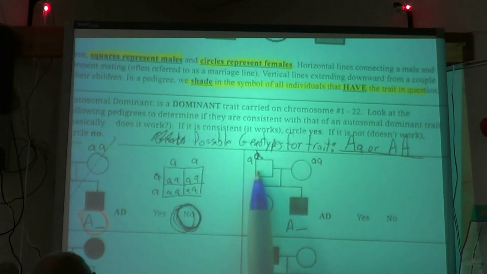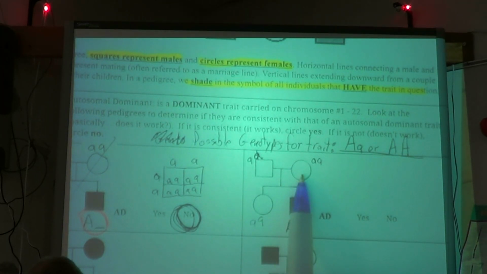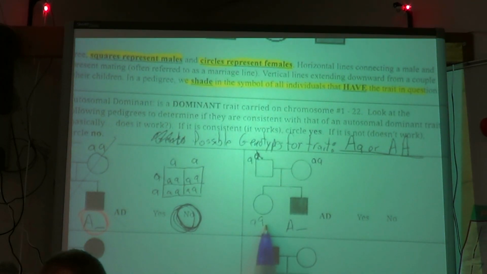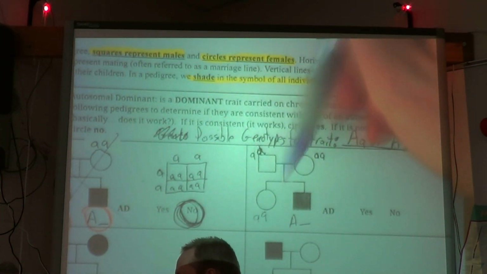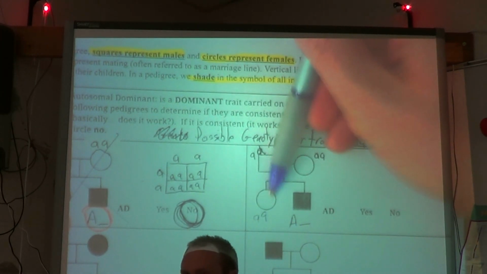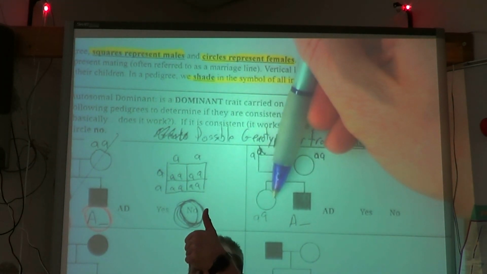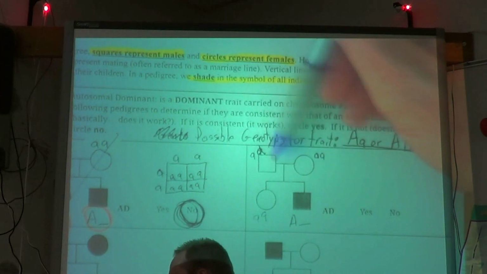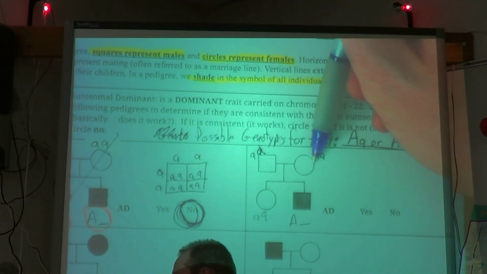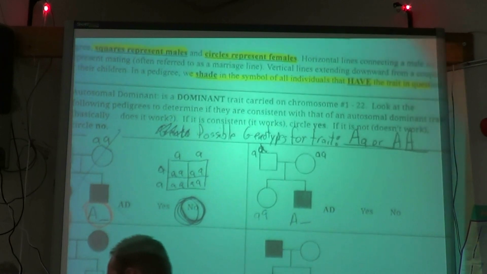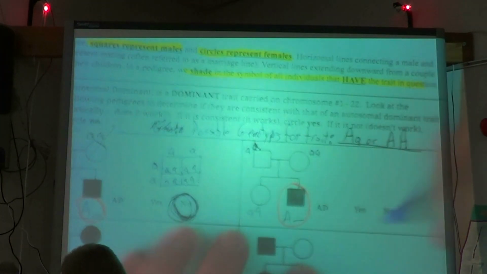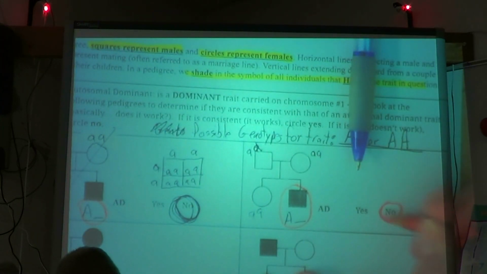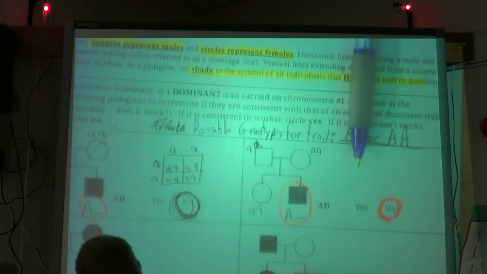Is it possible for a little a mom and a little a dad to have a daughter who's little a? That one's good. Is it possible for a little a and a little a to have a big A something, though? No. This is not possible. This is not consistent for an autosomal dominant trait.